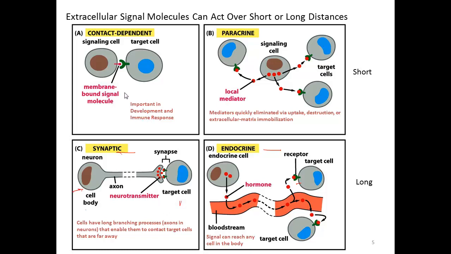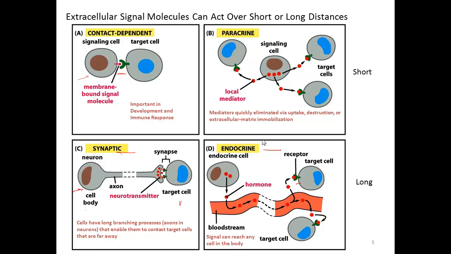Short distance mechanisms include very important ones which are contact dependent, where the ligand is not free in solution, but is bound to the signaling cell, and then the receptor is bound to the response cell. Nearly every cell participates in this kind of signaling, whether it's with other cells or the extracellular matrix.